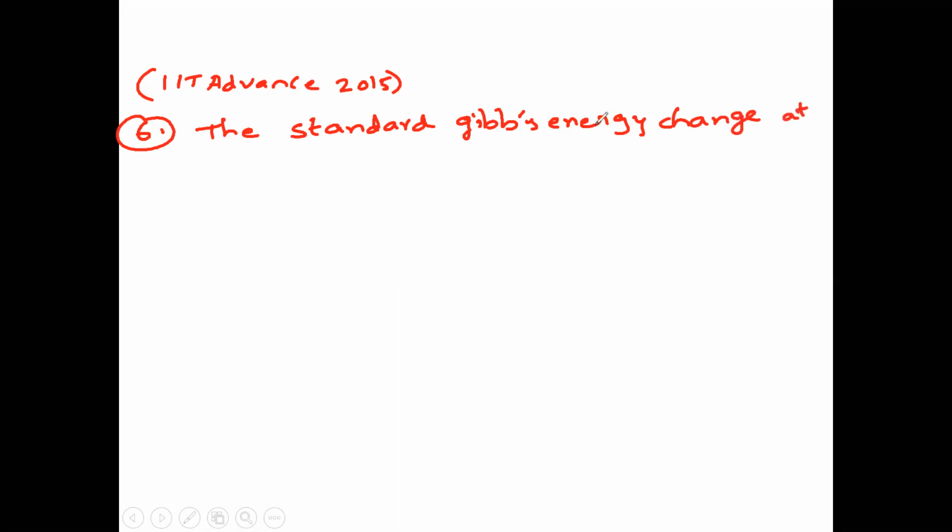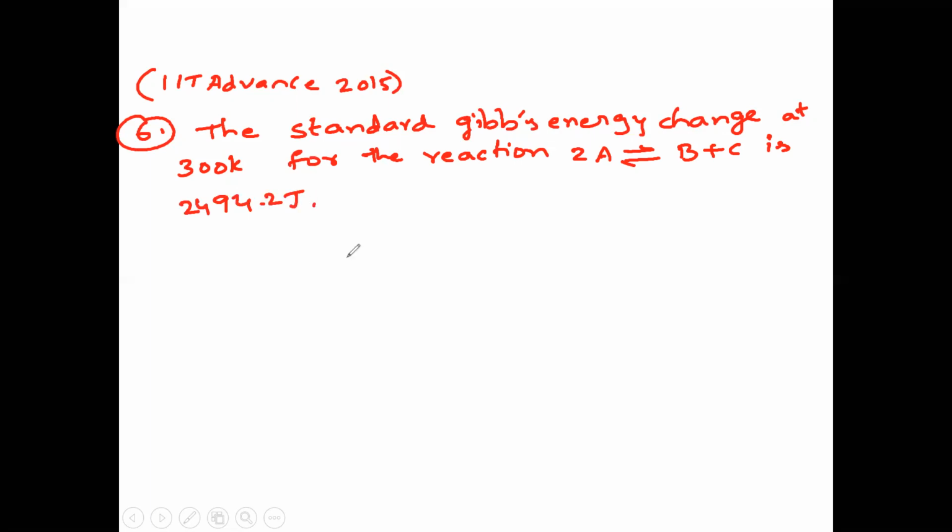Question number 6. The standard Gibbs free energy change at 300 kelvins for the reaction 2A gives rise to B plus C is 2494.2 joules. Very interesting question they have asked.